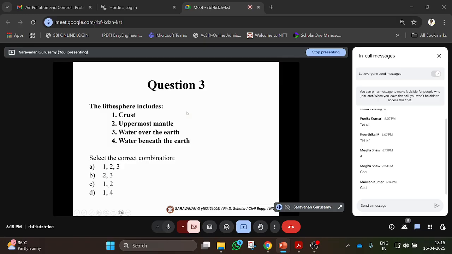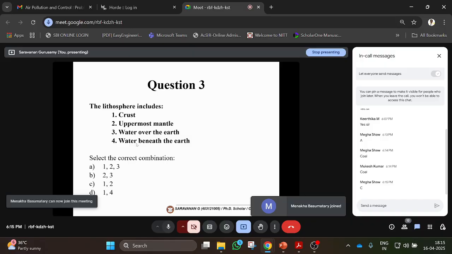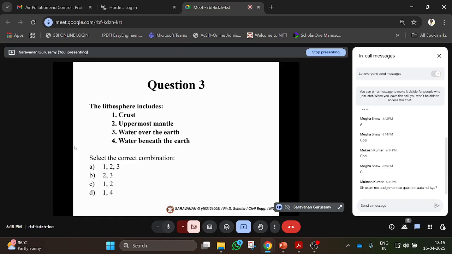Okay. So the lithosphere includes, we have atmosphere, lithosphere and biosphere. So what is the option here? Crust, uppermost mantle, water over the earth, water beneath the earth. For exams, I think 20% or 30% of exam questions may be from the assignments or related to the assignments. So you can revise your assignment once. That will be a huge part. So please revise your assignment once. That's why I have this revision session today. Yeah. So answer this question.